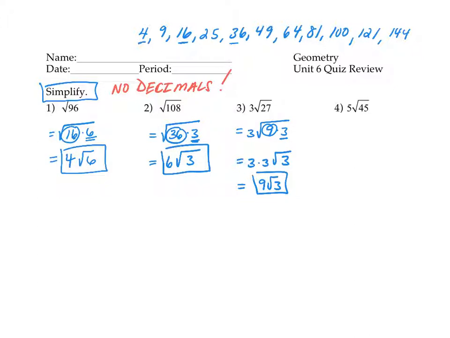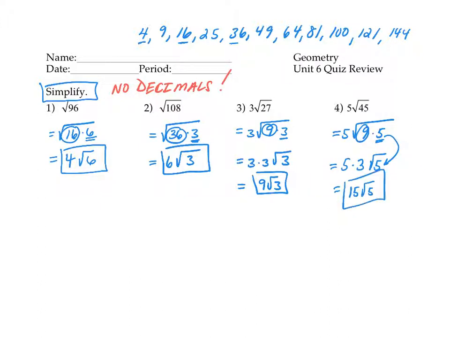Okay, so for number 5, we've got 5 square root of 45. 9 is also the perfect square that divides into 45, and it goes 5 times. So we have 5 on the outside. It gets multiplied by whatever you bring out. So it becomes 5 times 3, square root of 5. Again, this 5 stays inside. Final answer then would be 15 square root of 5.